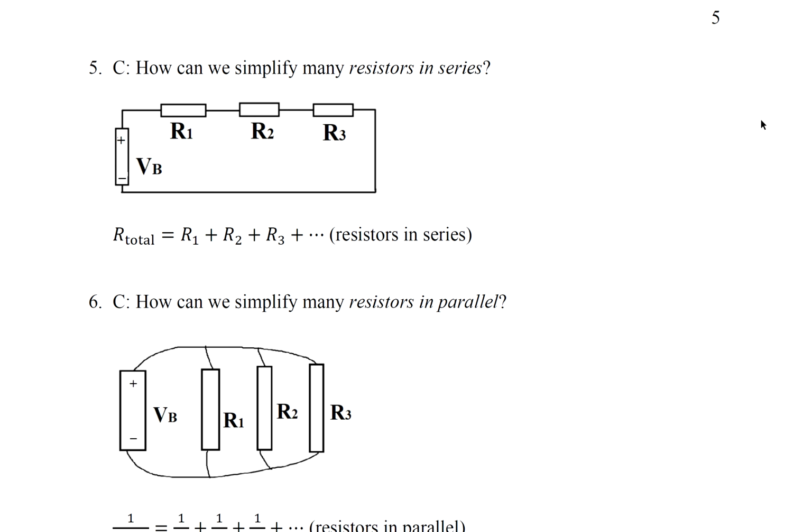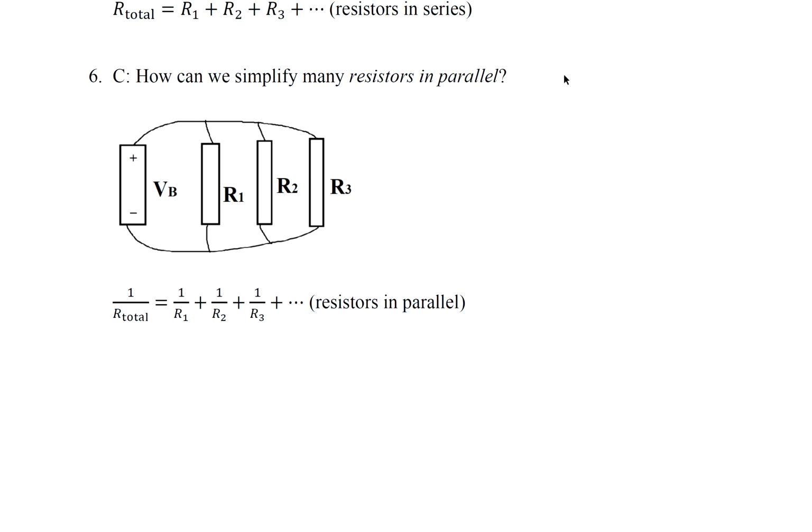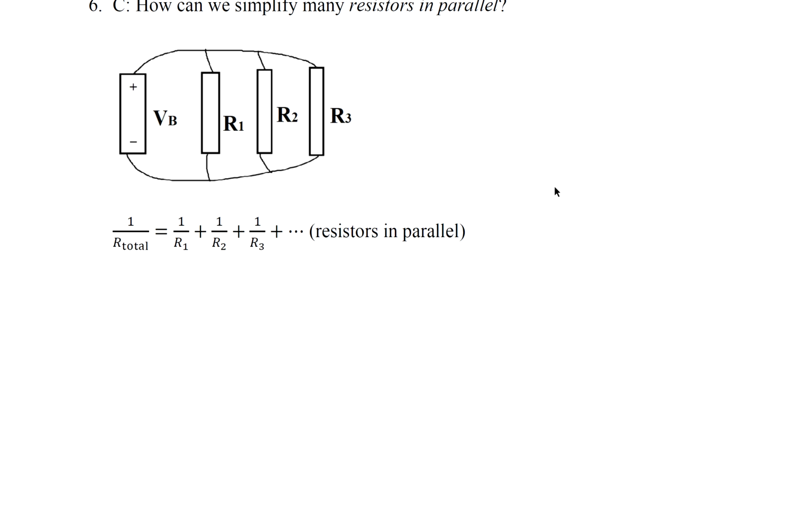Question 5, how can we simplify many resistors in series? You just add them up. So what does that mean? That means we could take these 3 resistors in series and make it look like one resistor instead of buying 3 different resistors. Question 6, how can we simplify many resistors in parallel? We just add up their inverses, and then in the end we just take the inverse of that. So instead of buying 3 resistors, we could just buy 1. And it's going to have this as a resistance.